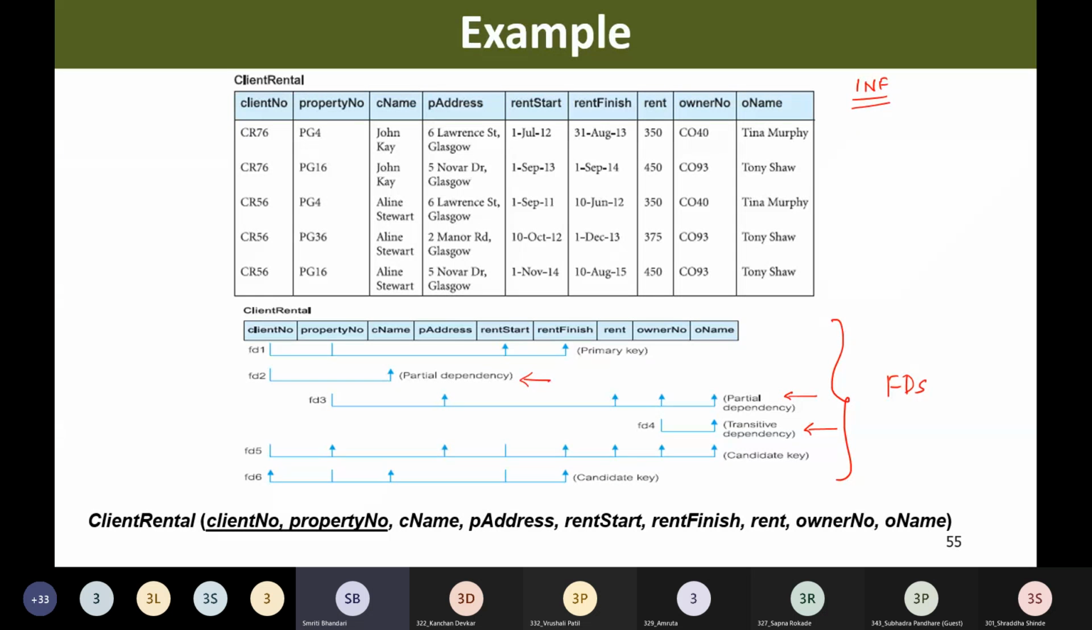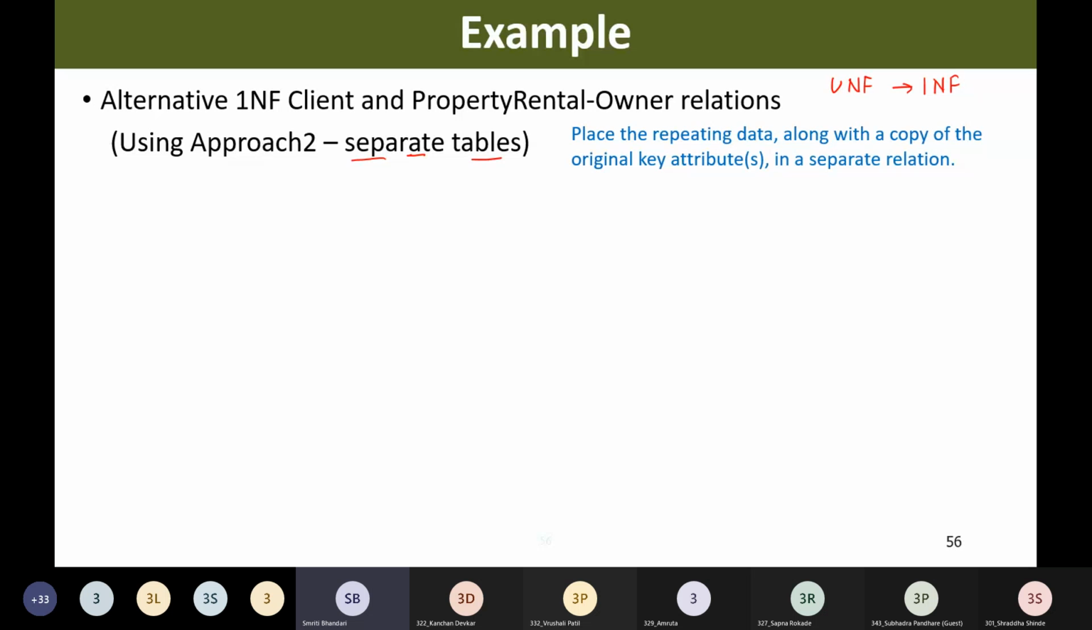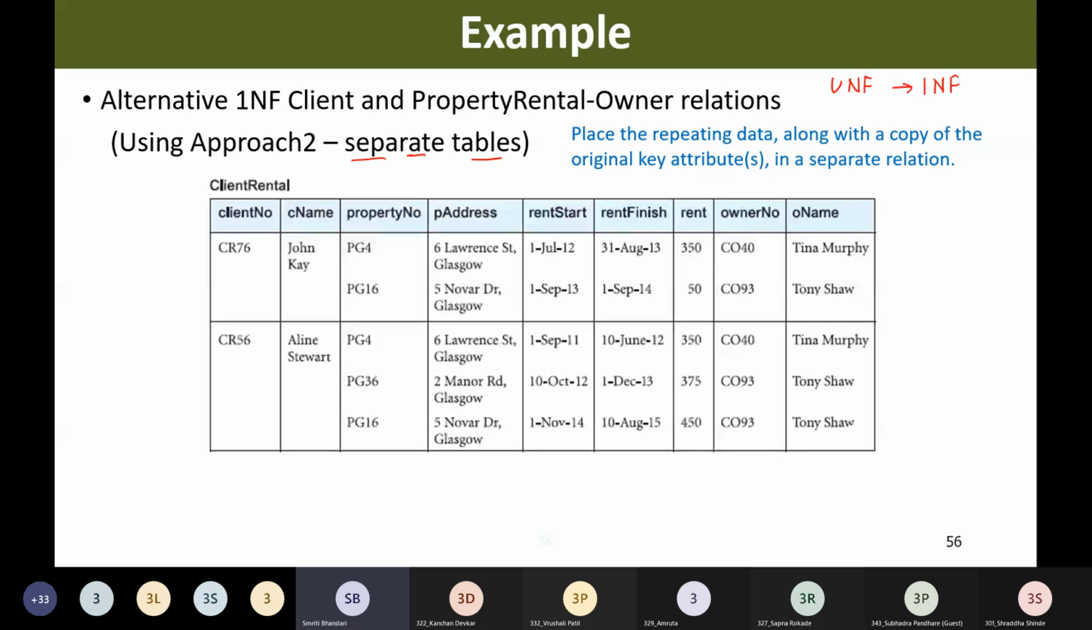Right? Now, the second approach to convert the UNF, that is the unnormalized relation, into first normal form is by making use of separate tables. So once again, given a single table, what we are going to do is place the repeating data in a separate relation along with the copy of the original key attribute.